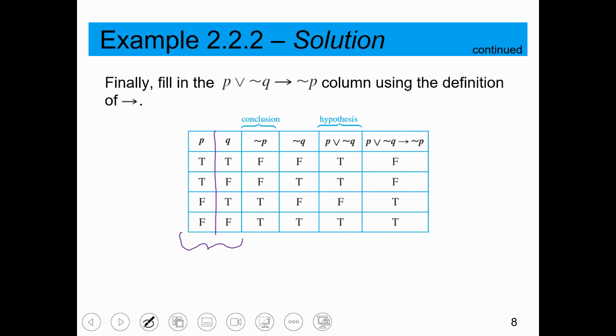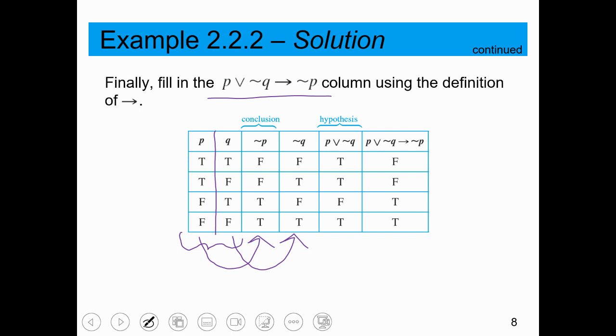Now notice that our statement that we're looking at contains not P and not Q, and so we need columns for both of those as well. And those are very easy to construct. If you take all of the values in the first column and just switch them, you'll have the not P column. And if you take all the values in the second column and switch them, you will have all of the values in the not Q column.